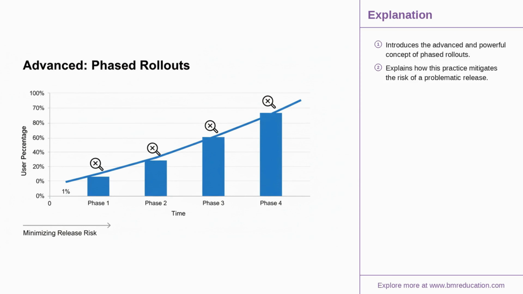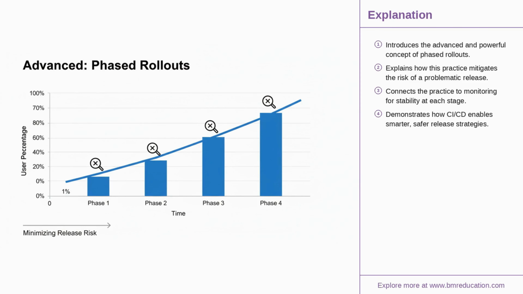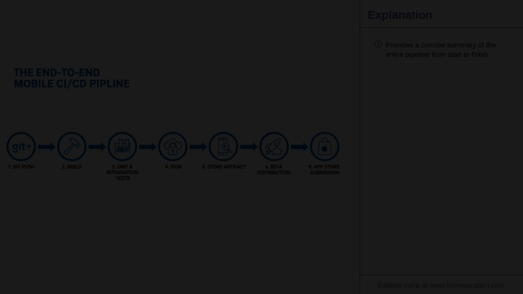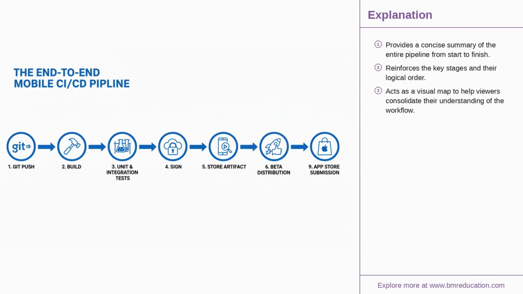But the release doesn't have to be a big bang. Modern CD practices often include phased rollouts, especially on Android. The pipeline can be configured to release the new version to just 1% of users initially. The team can then monitor for crashes and issues before automatically increasing the rollout to 10%, 50%, and finally 100%, minimizing risk.